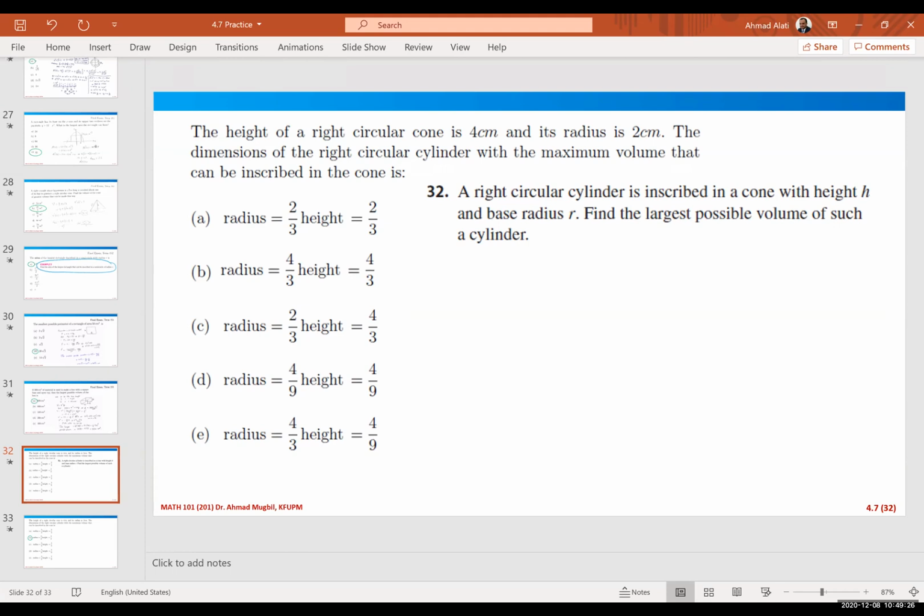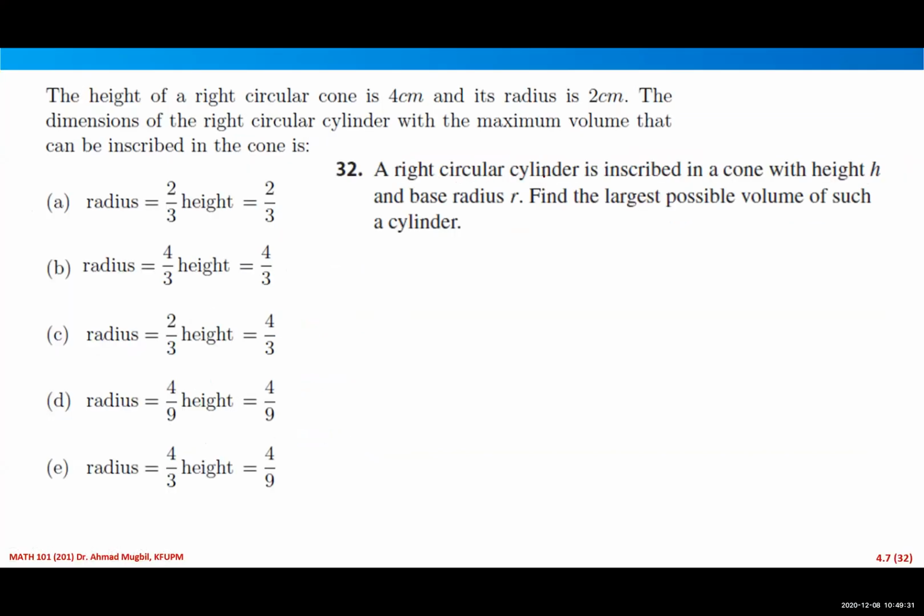What we have here is a right circular cylinder. This is also similar to exercise number 32 in your textbook. In the textbook, they give it in general, for H and for R. Here he gave you R and H. So we have the height of the right circular cone. So we have a cone. This is the problem. Let's say this is the cone.